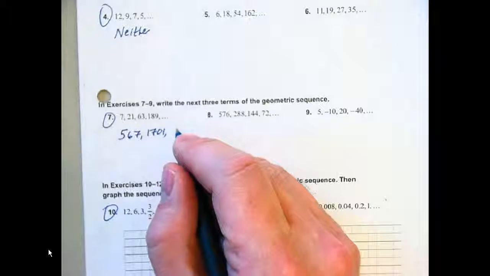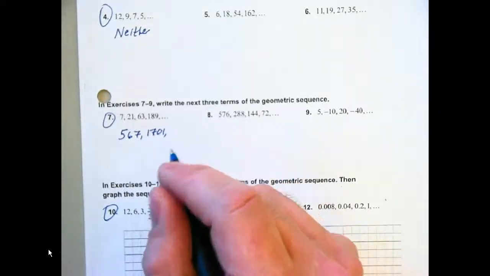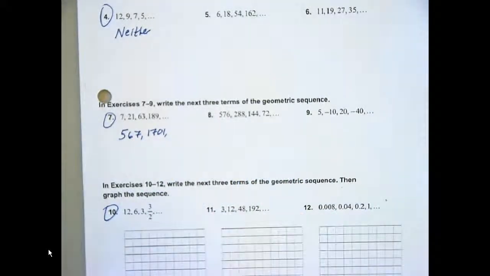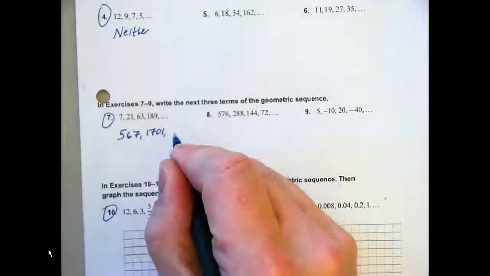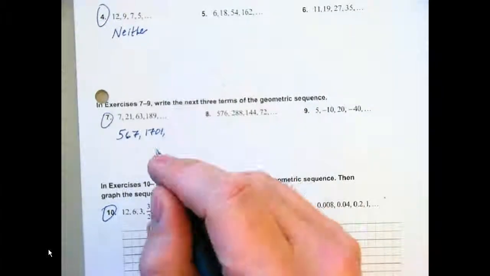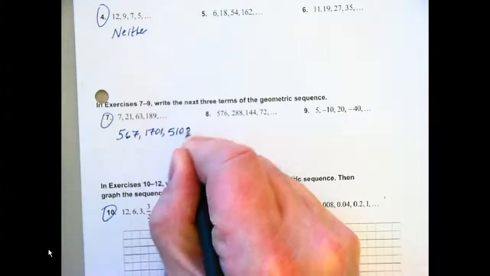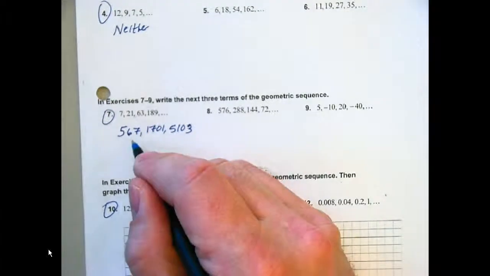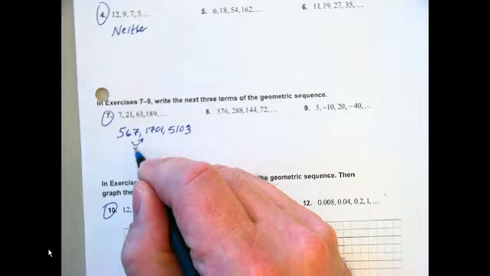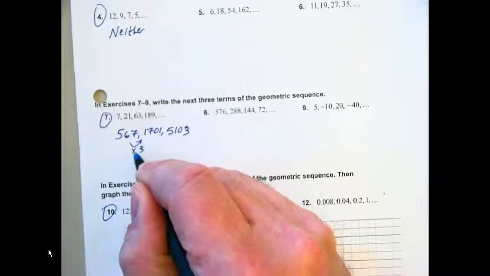Not quite 569. Someone at his table, help him out. Christina, you got it? Or Lexi? Sergi? 569, so 1701 times 3 can't be less. Isaiah, you got it? Okay, 5,103. Well done. Okay, good. So just multiplying by 3 every time. Okay? Any questions?